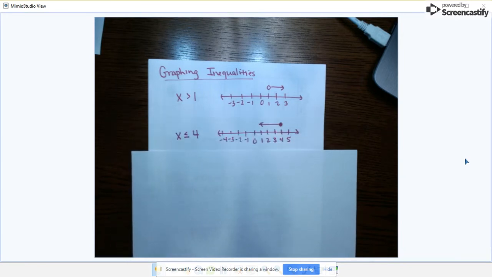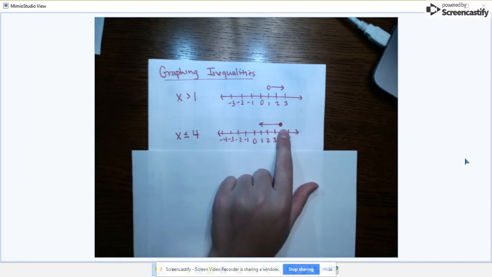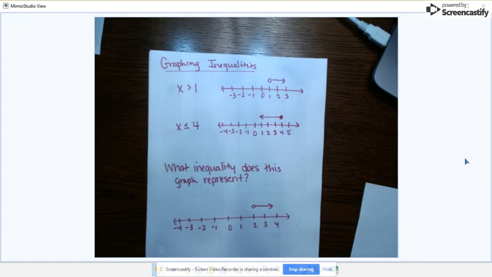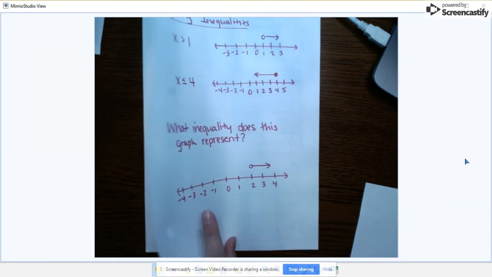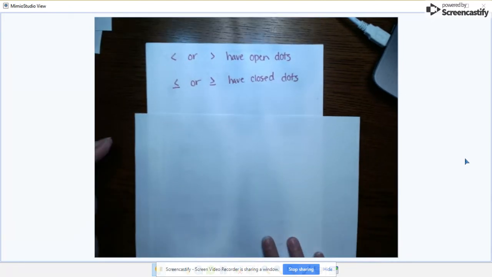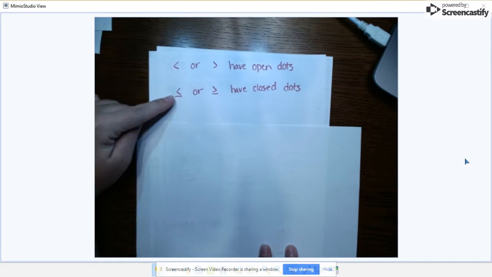Here's another one. x is less than or equal to 4. So again, we go over to 4 on our number line. It can be equal to, so we fill our circle in, and then less than would be anything to the left. I'd like you guys to tell me what inequality represents this graph. Okay, when we graph, remember that if it's less than or greater than, we will have an open circle, and if it has the equal to sign underneath, it will be a closed circle.